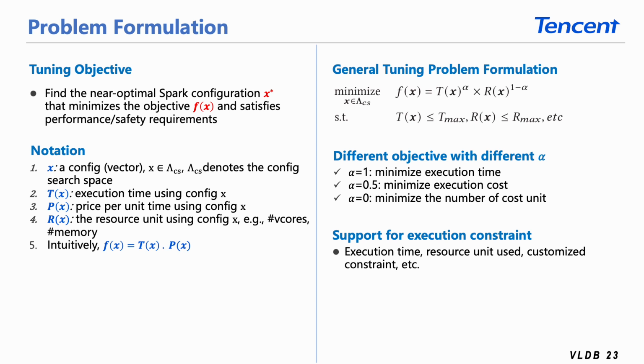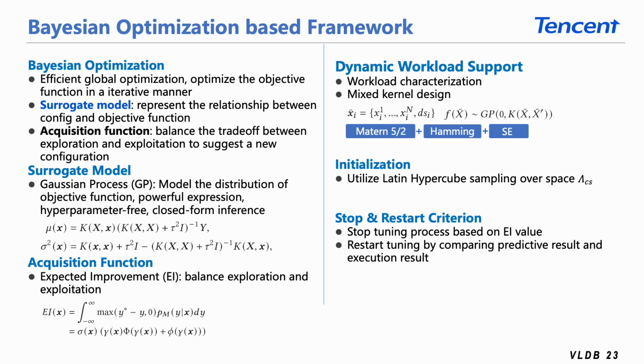In this way, we use the resource function Rx to replace price function Px. With this formulation, we can choose different objectives with different alpha, and this supports application constraints too. We utilize a Bayesian optimization-based framework to solve the generalized tuning problem.